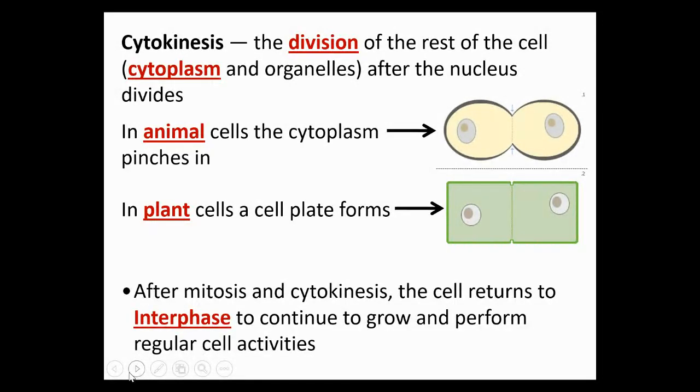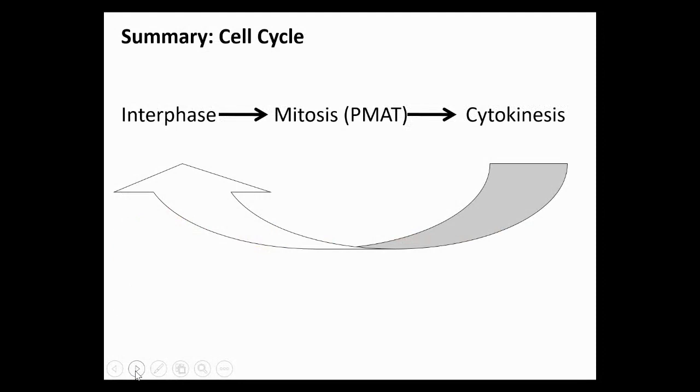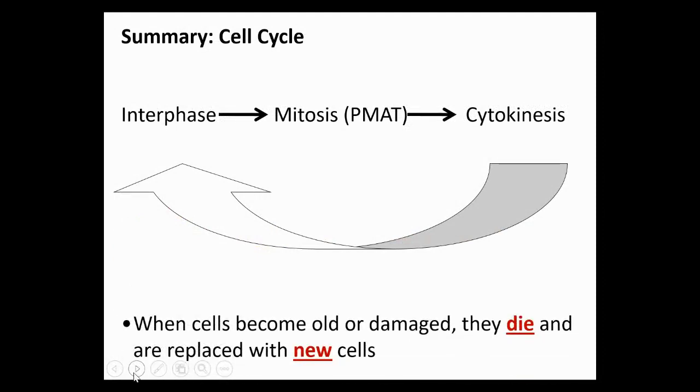After mitosis and cytokinesis, the cell returns to interphase to continue to grow and perform regular cell activities. This is just another animation of how cytokinesis takes place in plant and animal cells. Summary: interphase, mitosis, PMAT, cytokinesis. When cells become old or damaged, they die and are replaced by new cells.